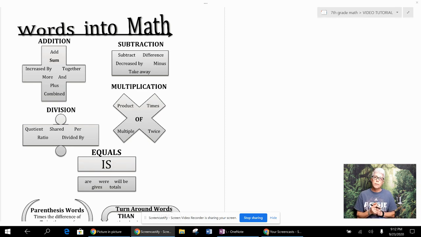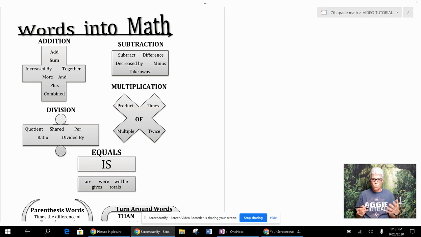It is called Words and Math, and it's just a quick summary of words that mean you're adding, words that mean you're subtracting, words that mean you're dividing, words that mean you're multiplying. And then I also want to focus on what I call the turnaround words, because those are typically what messes you guys up the most.